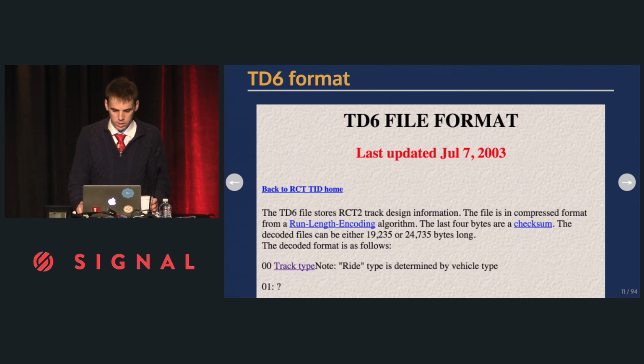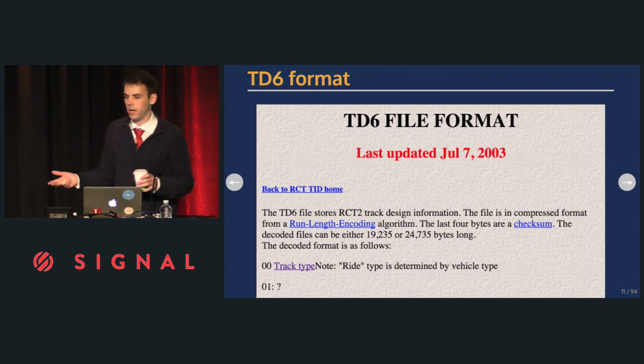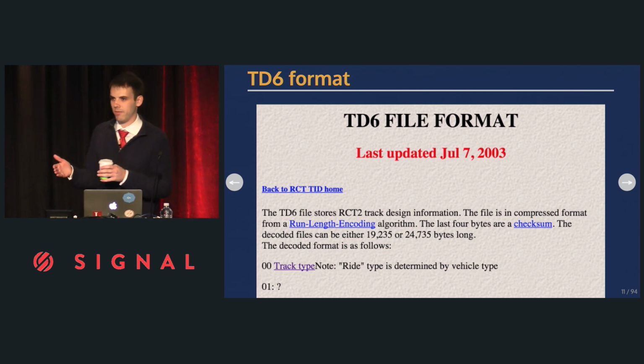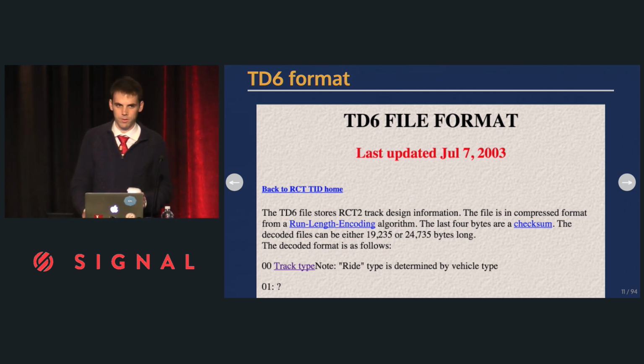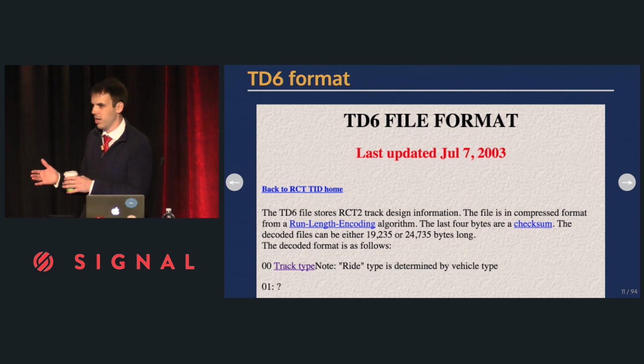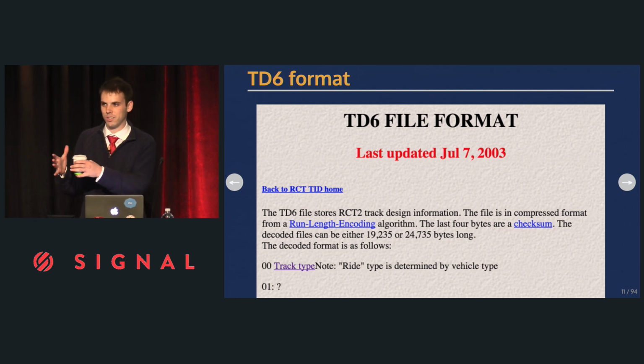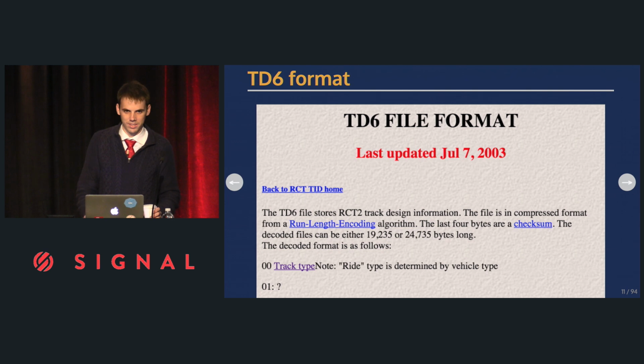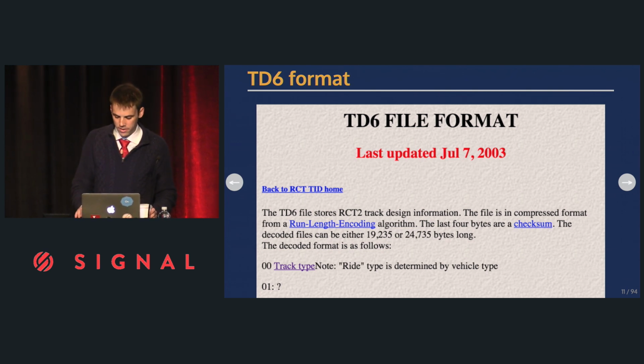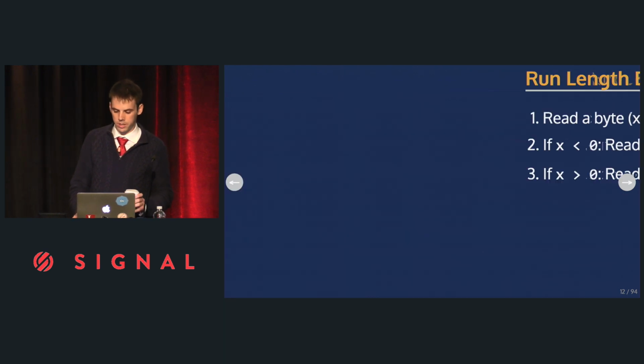So this explains the TD6 file format. The biggest ride you can have is 37 kilobytes, which in 1999 was massive. So they invented this run length encoding compression format. That's not like gzip or anything. It's custom. And that's how they compress the data before they store it on disk.